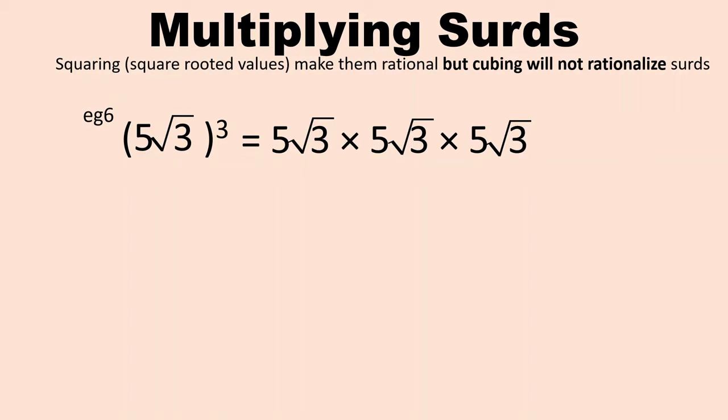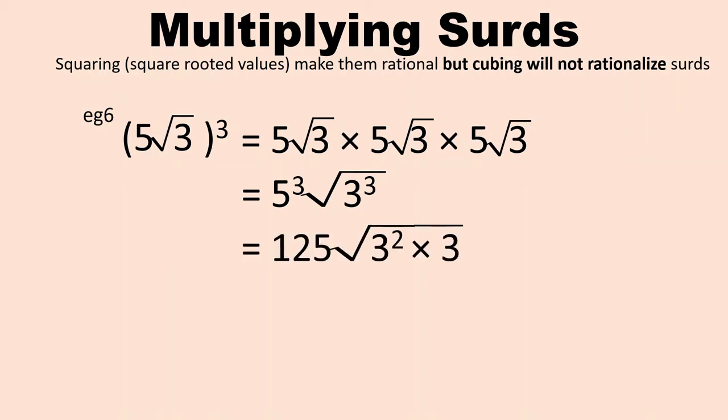Here I can clearly see that I'm multiplying 5 times 5 times 5 and root 3 times root 3 times root 3. So that gives me 5 cubed times the square root of 3 cubed. Now the square root of 3 cubed will not give me a rational number, but I could split 3 cubed into 3 squared times 3, and 3 squared can be square rooted. The square root of 3 squared is 3. However, that extra 3 is going to remain irrational under that square root sign.